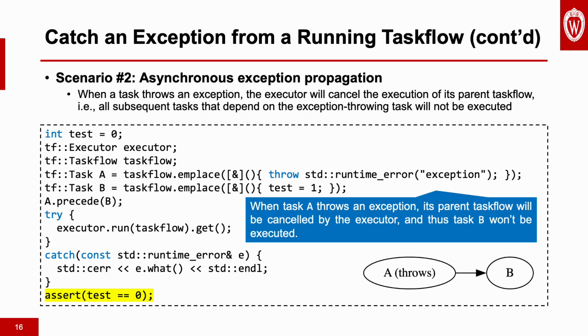It's important to notice that when a task throws an exception, the executor will cancel the execution of its parent taskflow. That is, all the subsequent tasks that depend on the exception-throwing task will not be executed. For example, here I have a taskflow of 2 tasks, A and B, where A runs before B. When task A throws an exception, its parent taskflow will be cancelled by the executor, and task B will not be executed. As a result, in this case, the variable test will remain 0.